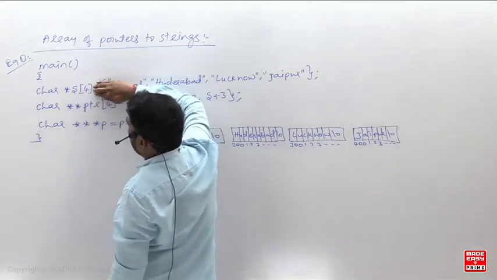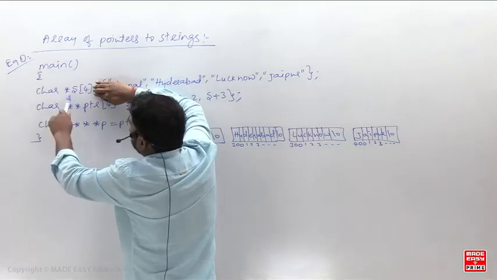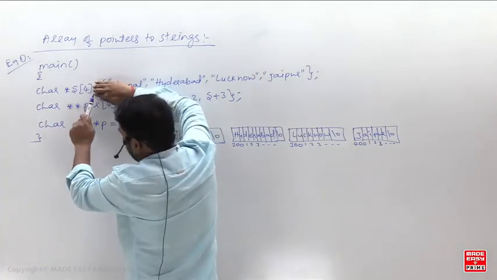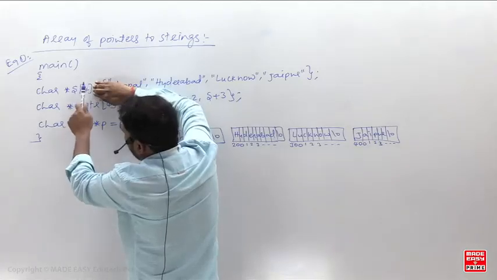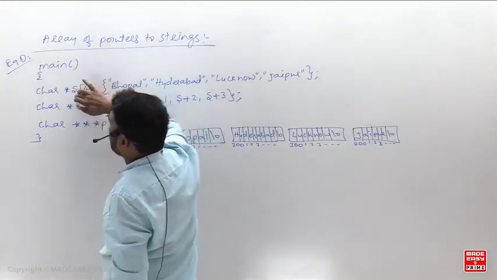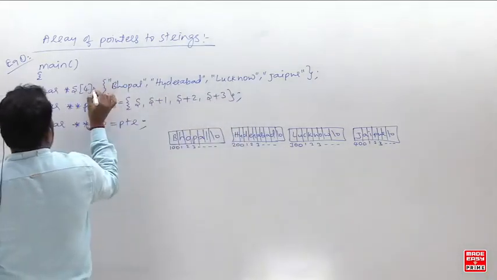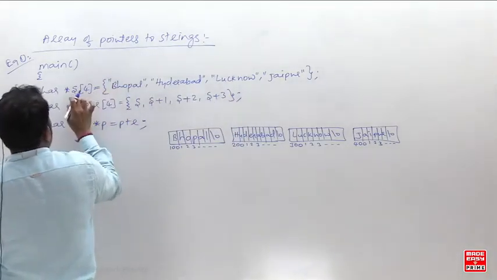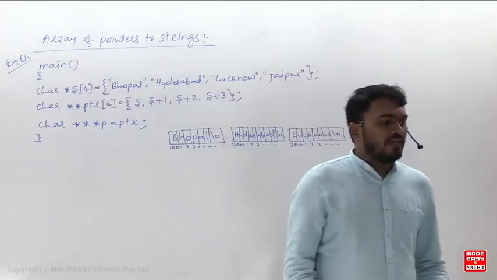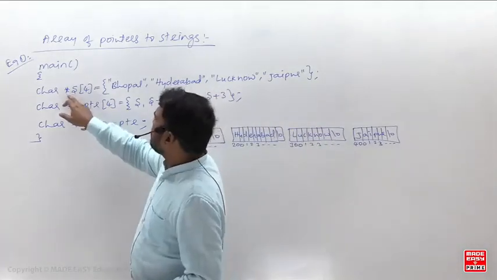You have to say S is an array of 4 elements, where every element is a character pointer. This is one way. And you can say S is an array of pointers of type character, where we can store addresses of only 4 characters. So understand carefully.